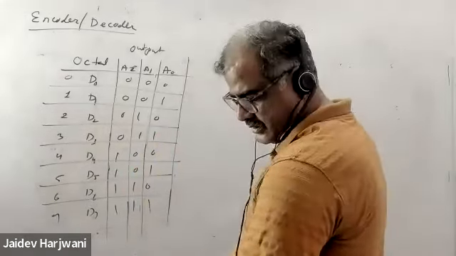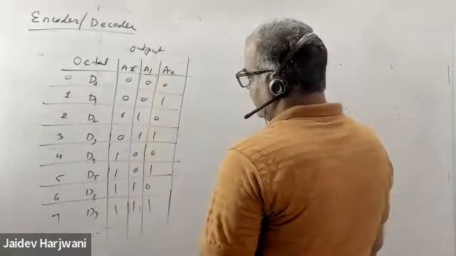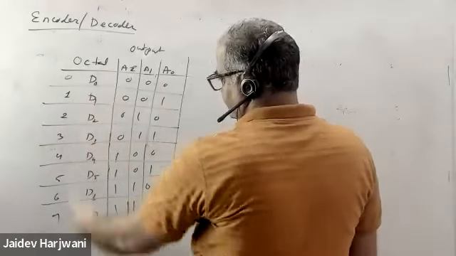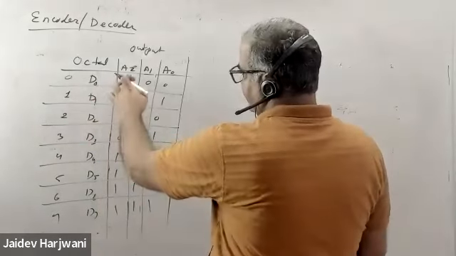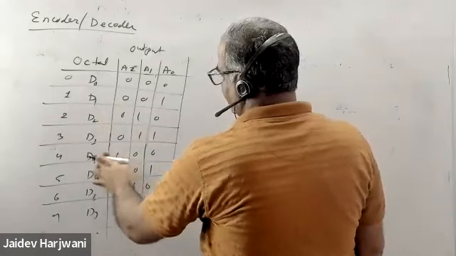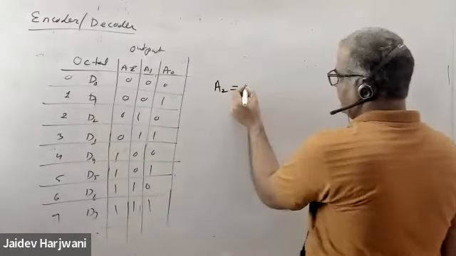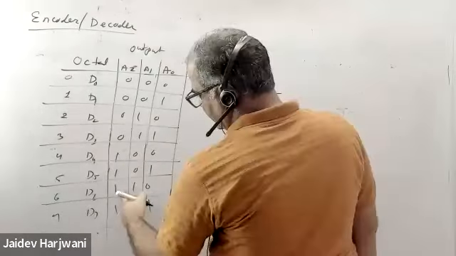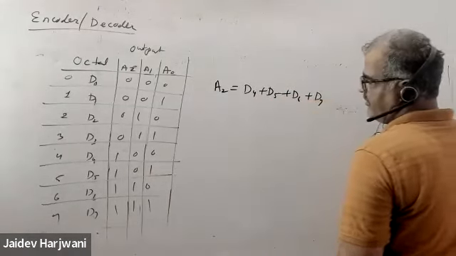Okay, so obviously now once I have A2, A1, A0, I can write this as a function of these terms, D0, D1 and so on. Wherever 1 is present, that minterm is present here. So you can write A2 equals 1, so A2 equals D4, D5, D6 and D7, wherever it's present.